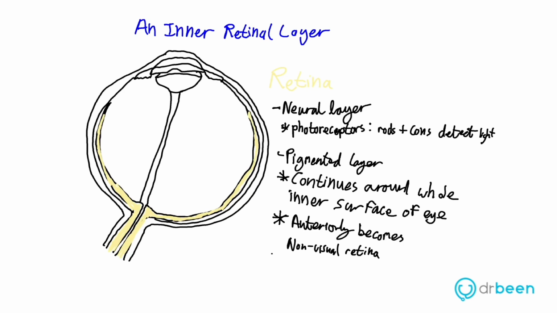If we go posteriorly and laterally, both layers of the retina are present, so both the neural and the pigmented layer. When these two layers are present, this is known as the optic part of the retina. The optic part of the retina can be viewed during ophthalmoscopy.